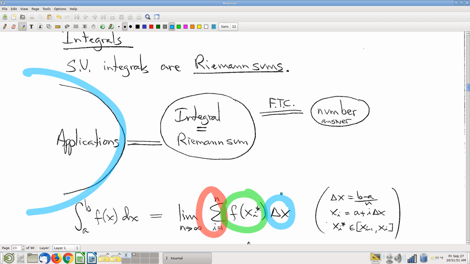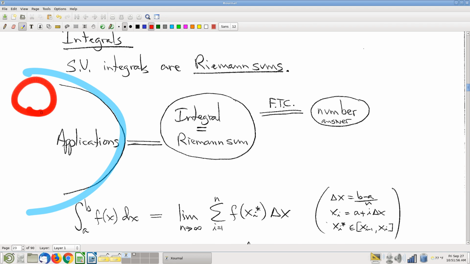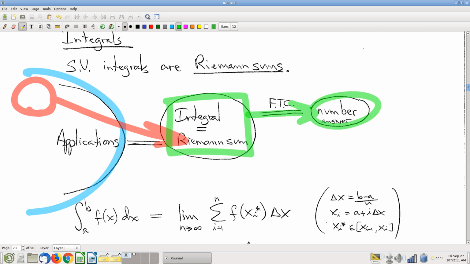So what you can do very naturally is take this application of some work problem and rewrite it as a Riemann sum. Well, isn't it a good thing that we've defined integrals as Riemann sums? And then isn't it further a good thing that I have a theorem that allows me to compute integrals so that I can get a number answer? But notice, if you remove Riemann sum from this little diagram, you're dead in the water. You can't even start. You can't rewrite work as an integral unless integrals are Riemann sums.